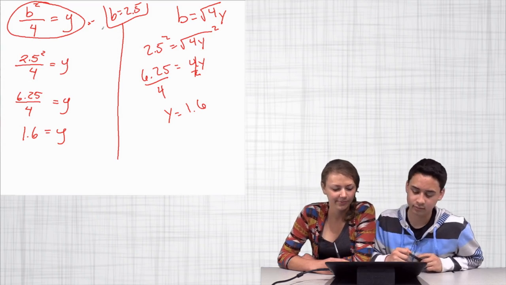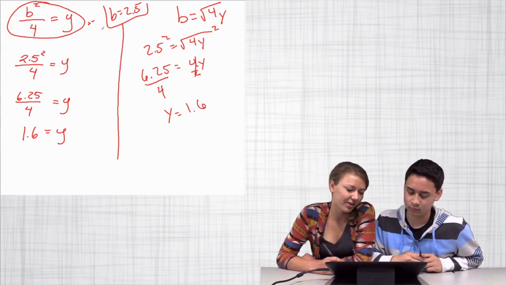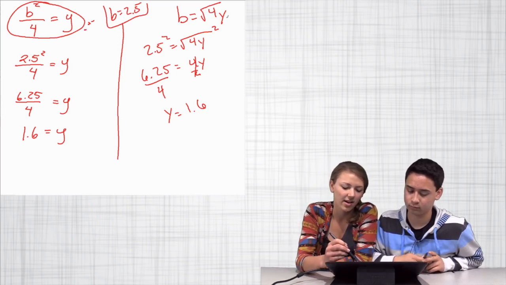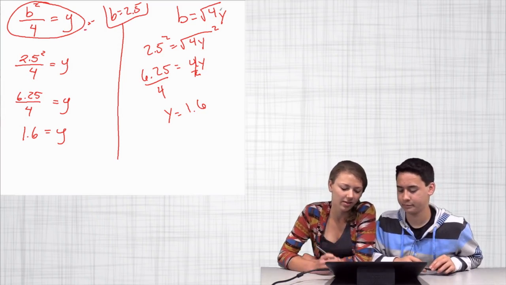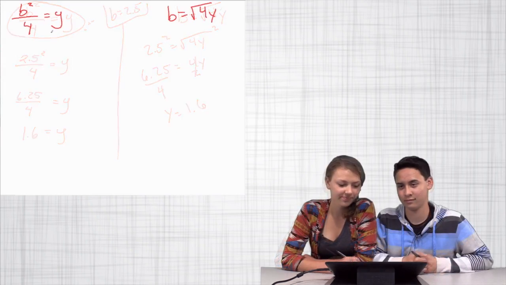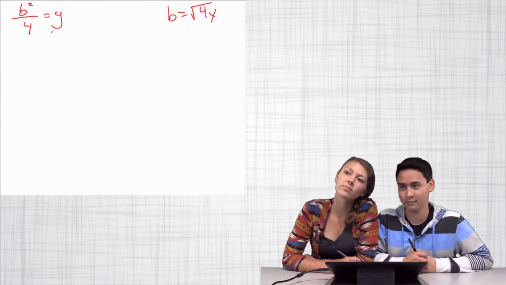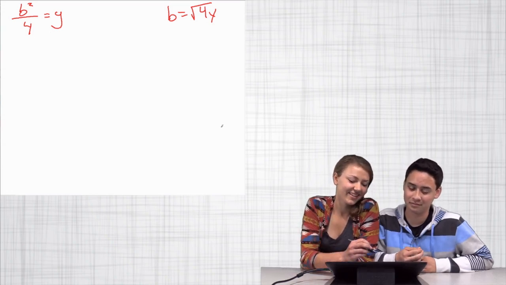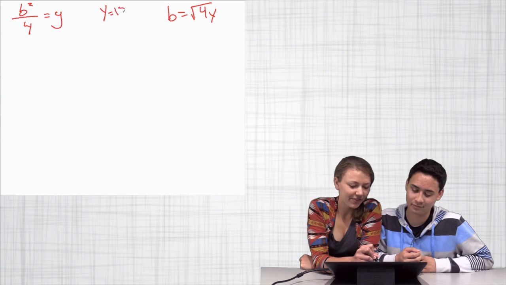Yes. Why? Because when you're finding your y, you want it to be separate from everything else, and in this equation it already is, and in this one you have to do an extra step to get y on its own. Okay. Which equation would you use to find the b value of a point on the parabola when y is 15?